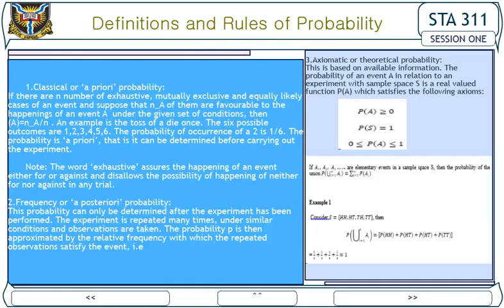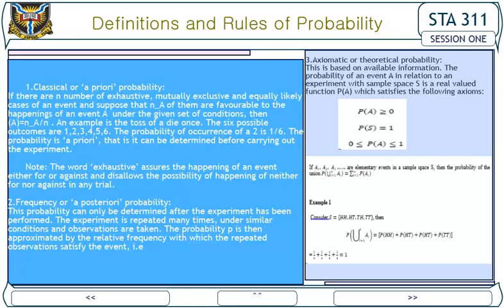1. Classical or a priori probability. If there are N exhaustive, mutually exclusive and equally likely cases of an event, and suppose that NA of them are favorable to the happening of an event A under the given set of conditions, then P of A is equal to NA over N. An example is the toss of a die once. The 6 possible outcomes are 1, 2, 3, 4, 5, 6. The probability of occurrence of a 2 is 1 over 6. The probability is a priori, that is, it can be determined before carrying out the experiment.